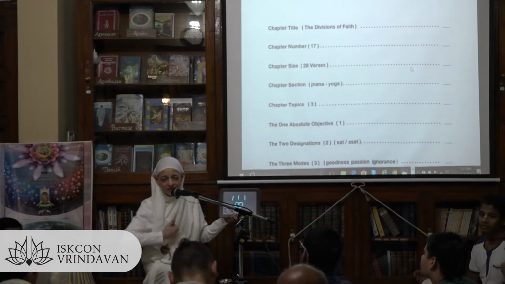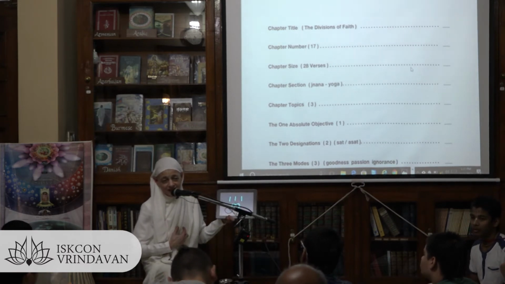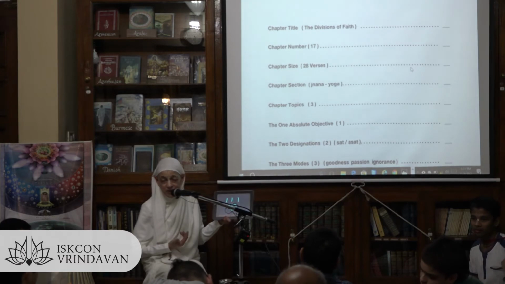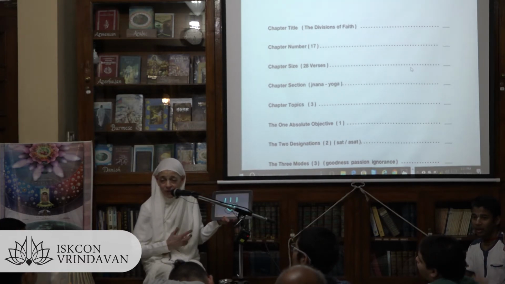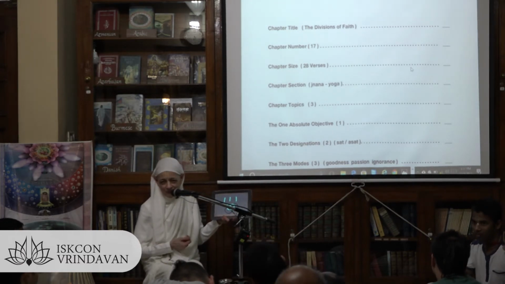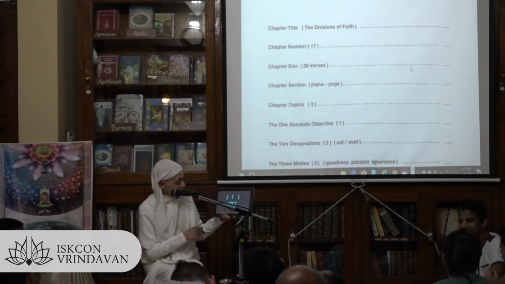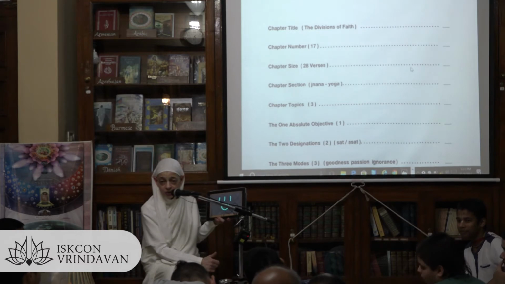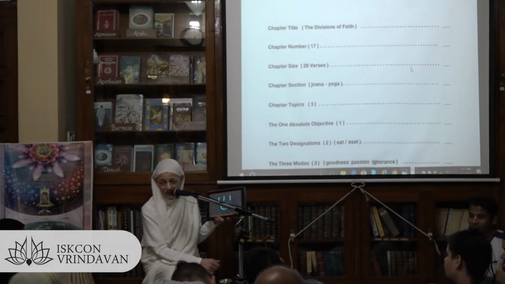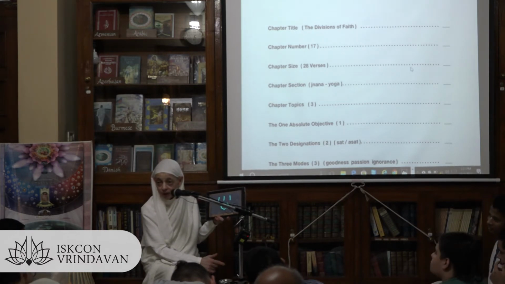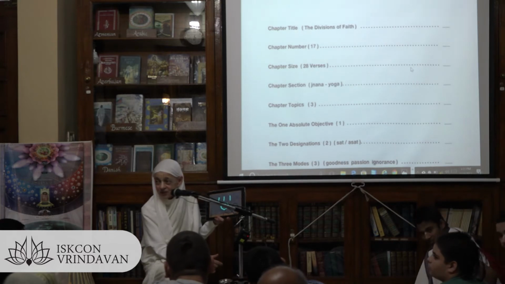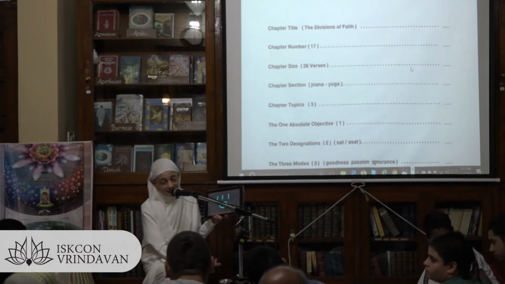The divisions of faith. And it's such a wonderful chapter because it explains why we have the faith we do and why other people have different faith. A lot of people don't know why there's so many religions. This chapter will answer that question for us. Divisions of faith. So do you all know the chapter title? Okay. Did you all know it before? Was there somebody who didn't know it before? Okay, so now you know.